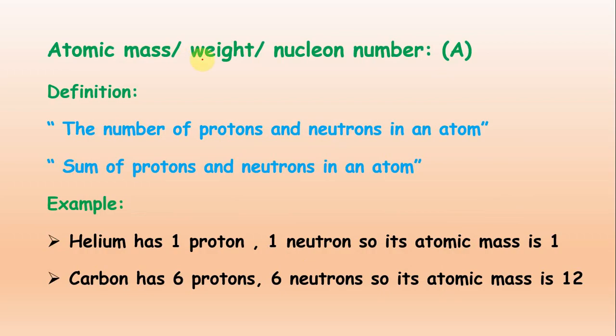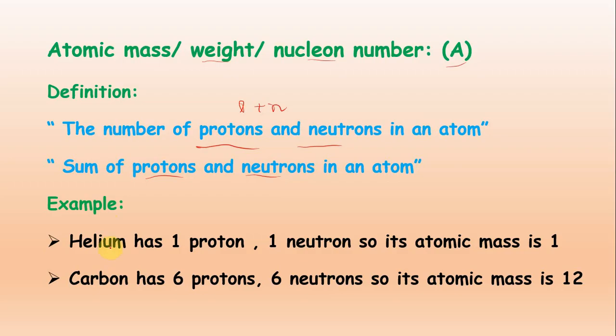Now what about atomic mass, weight or nucleon number? That is represented by the capital A. The number of protons and neutrons means P plus N. The protons and neutrons in an atom are called the atomic mass or atomic weight or nucleon number, or in other words we can say the sum of protons and neutrons in an atom is called the atomic weight.